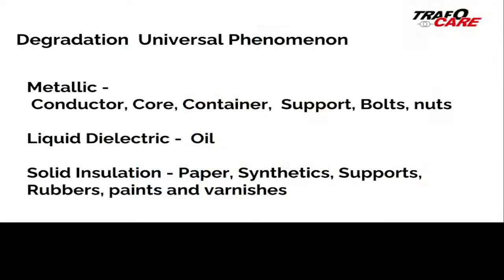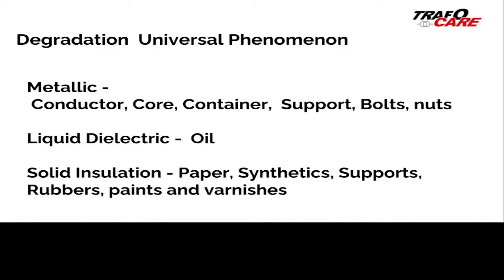In the transformer we have metallic components like conductor, core, container, support systems, and the fastener systems, bolts and nuts. We have another component which is liquid, which is highly sensitive and easily susceptible to contamination, such as moisture, dust particles and polar impurities. When degradation starts, we get polar components like carboxylic acids and sulfurous acids. These etch away the metal parts and degrade values: tan delta increases and resistivity decreases. We have to take remedial actions at the appropriate time by filtration or online filtration, removing the moisture and the polar impurities wherever possible.